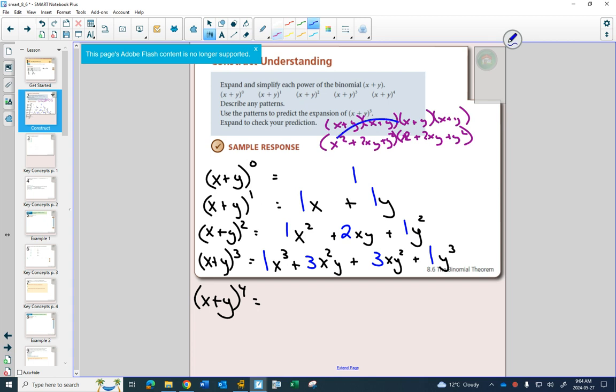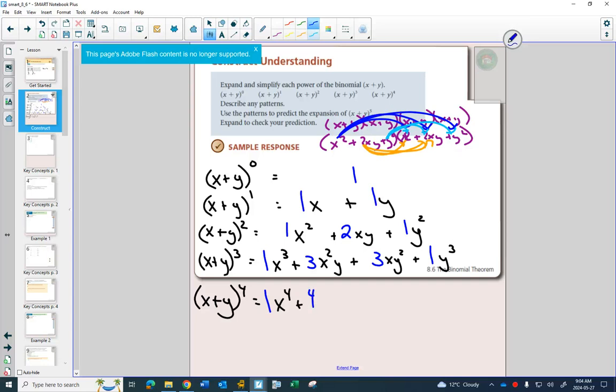And then you could draw arrows from the first one, arrows from the second one, arrows from the third one, and multiply all 9 of those out, combine your like terms, and if you did that, you would find you would get 1x to the 4 plus 4.